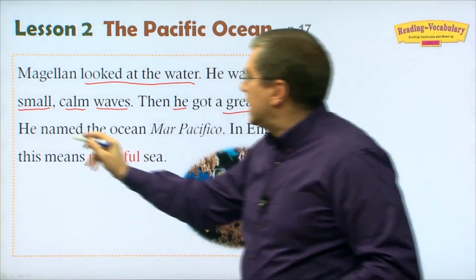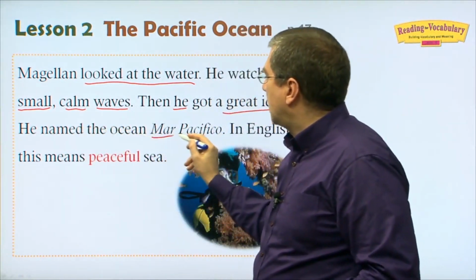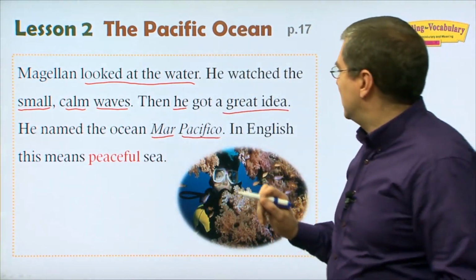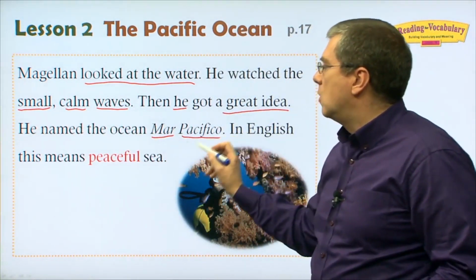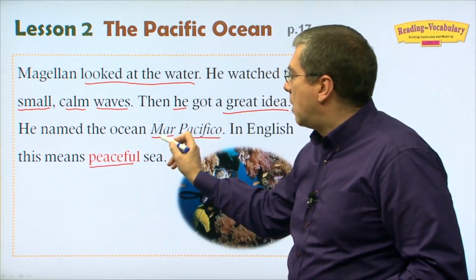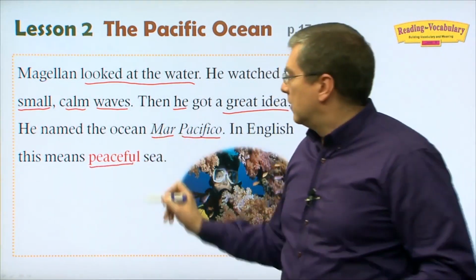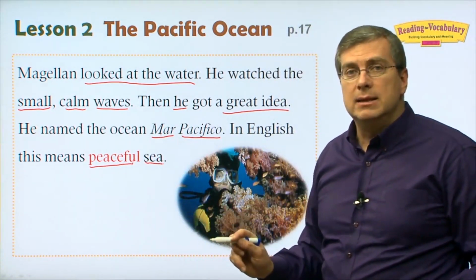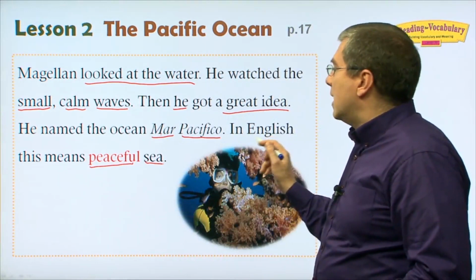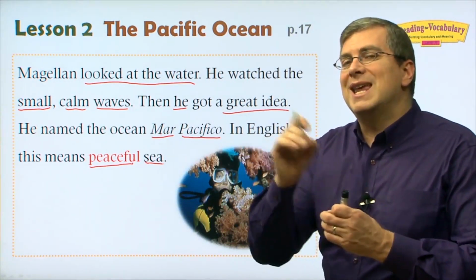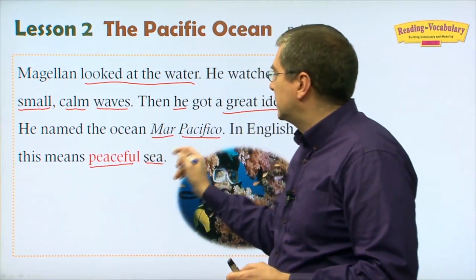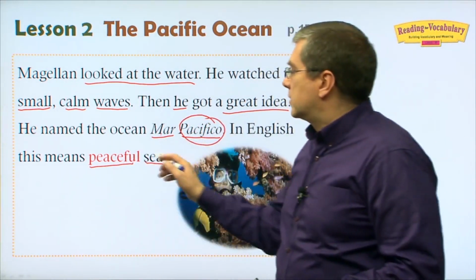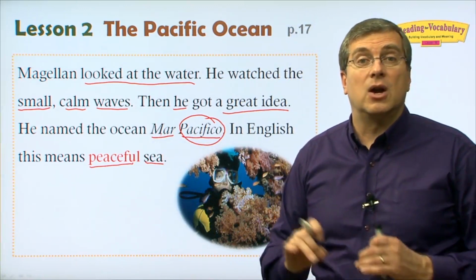What was it? He named the ocean Mar Pacifico. In English, Pacifico means peaceful, and Mar means sea, right? Ferdinand Magellan didn't speak English. He wasn't from England. He spoke a different language. But when he said Mar Pacifico, that meant peaceful sea. Pacifico means peaceful, calm. So that's why we call it the Pacific Ocean.